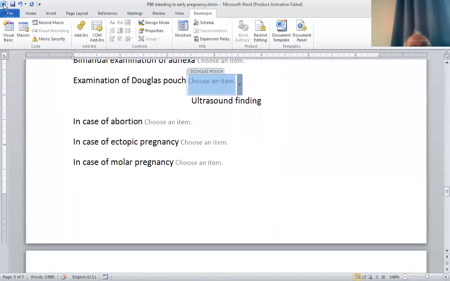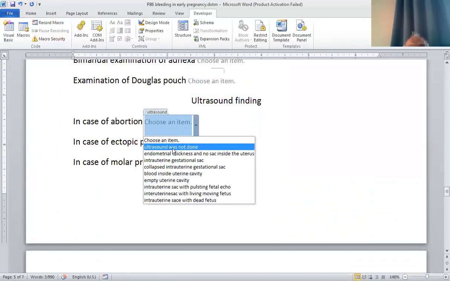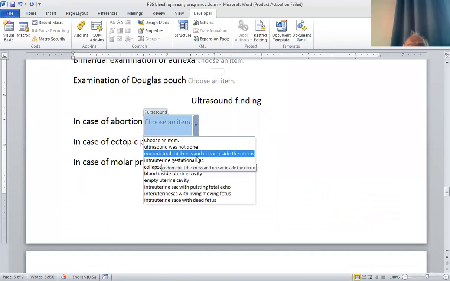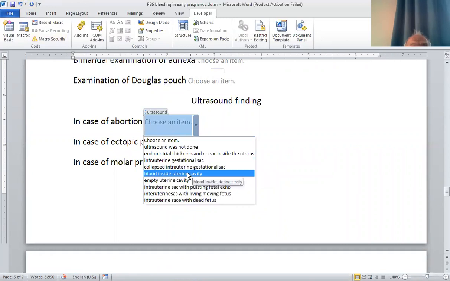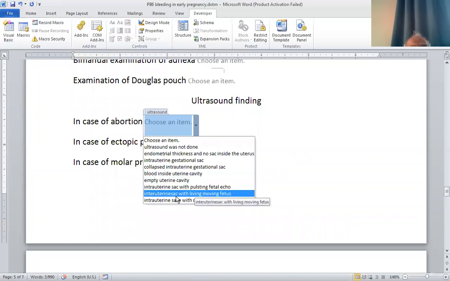And if the patient has an ultrasound, in case of abortions, the ultrasound findings may show thickened endometrium and low stacking inside the uterus if the human gonadotrophin is less than 1,500, or the intrauterine gestational sac, or a collapsing intrauterine gestational sac, or blood inside the uterine cavity, or the intrauterine sac with pulsating fetal echo, or an intrauterine sac with living fetus, or an intrauterine sac with dead fetus.